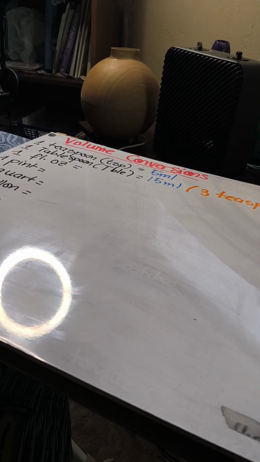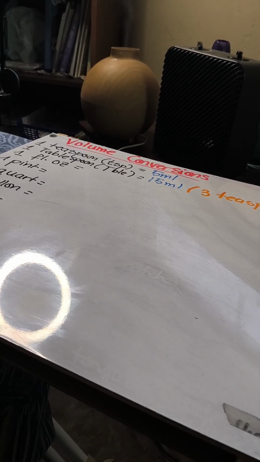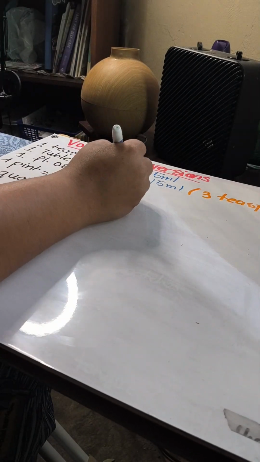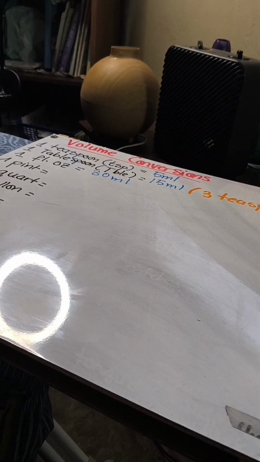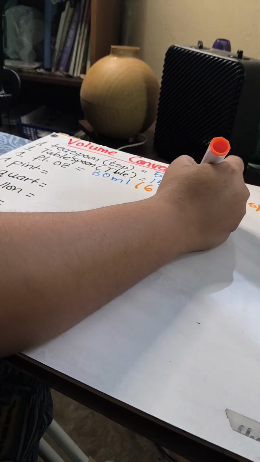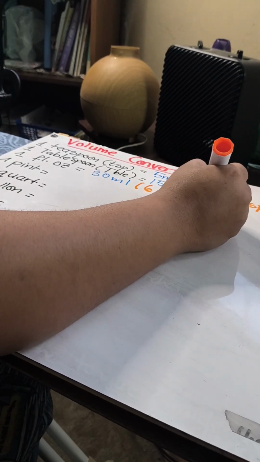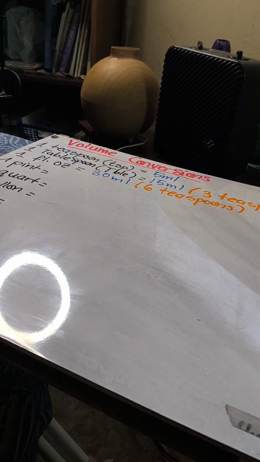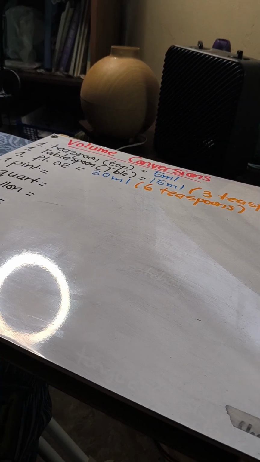Okay. 1 fluid ounce is 30 milliliters. 30 milliliters is equal to 1 ounce. 30 milliliters is also 6 teaspoons. Now, did you know that 6 teaspoons gives you 1 ounce? Isn't that crazy?